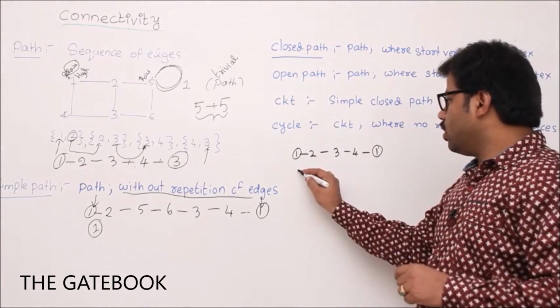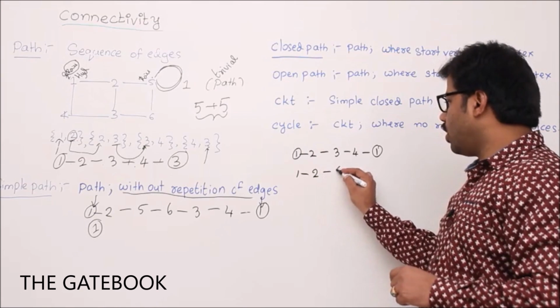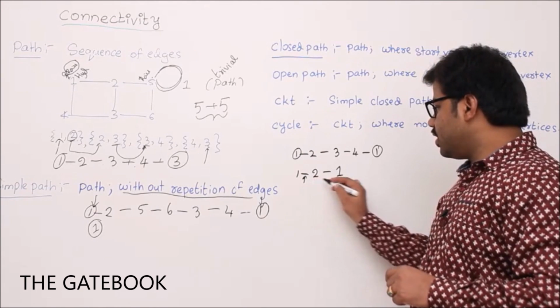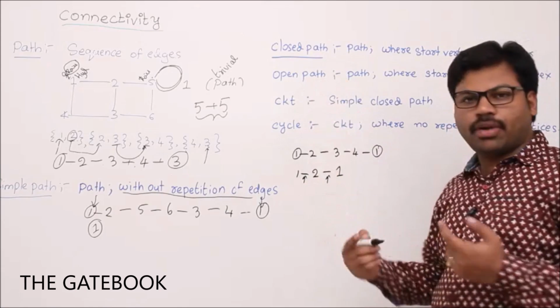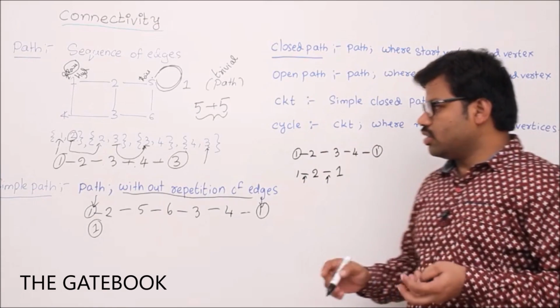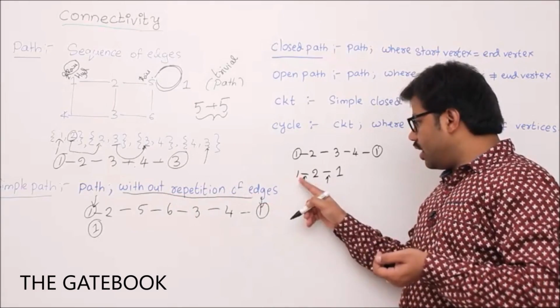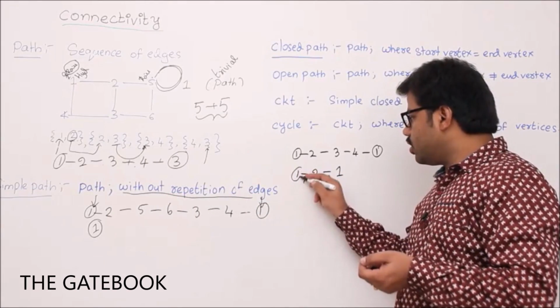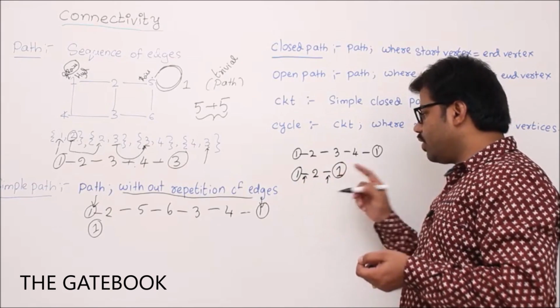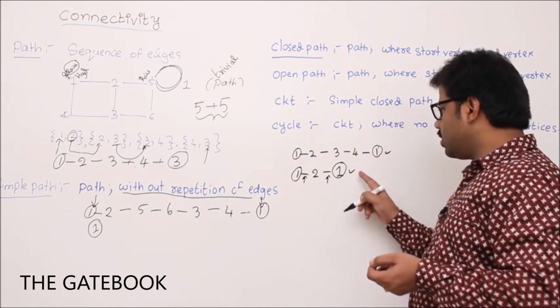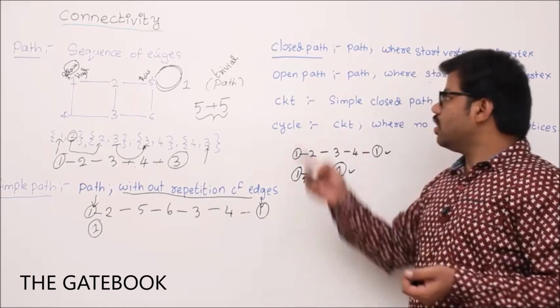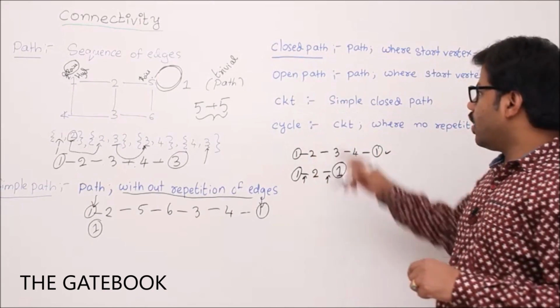One more example, 1 to 2, 2 to 1. Yes, I am repeating the edges. That's not an issue because in a path you can repeat the edges, isn't it? In a simple path you can't repeat the edges, but in a general path we can repeat the edges, not an issue. And the starting vertex equals the ending vertex. That's why these are all paths where the starting vertex equals the ending vertex, so closed paths. Now open path.